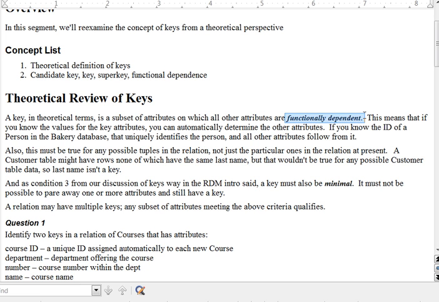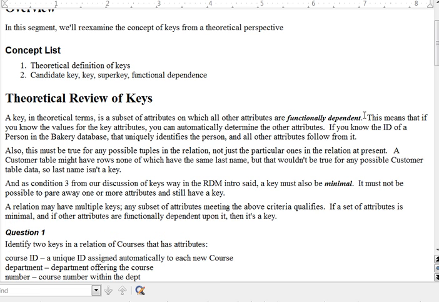And as condition 3 from our discussion of keys way back in the relational data model intro said, a key must also be minimal. It must not be possible to pare away one or more attributes and still have a key. A relation may have multiple keys. Any subset of attributes meeting the above criteria qualifies. If a set of attributes is minimal, and if other attributes are functionally dependent upon it, then it's a key.